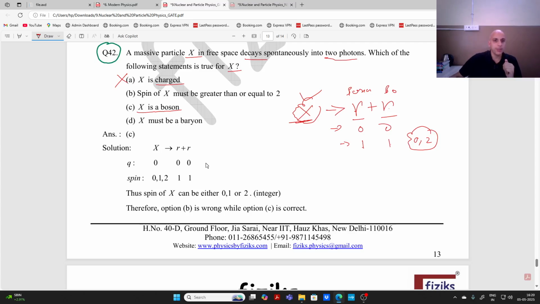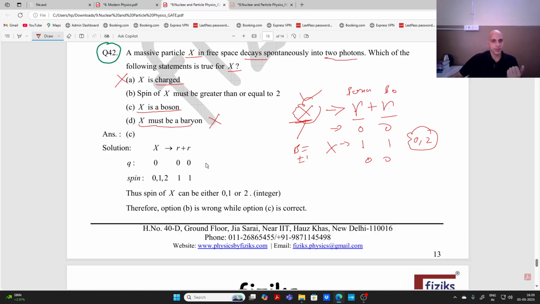X must be a baryon. But if X is a baryon, then it will obviously have baryon number either +1 or -1. But these two are not baryons. For them it is 0, 0. So baryon number won't be conserved. So this option is dropped, right?